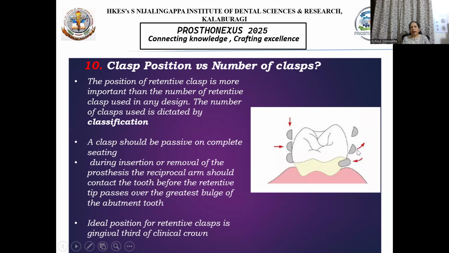It tries to have forces exerted. And to counteract this, we want bracing and stabilization from the reciprocal arm. Therefore, the name is reciprocal arm. Another point is the ideal position for the retentive clasp is the gingival third of the clinical crown.